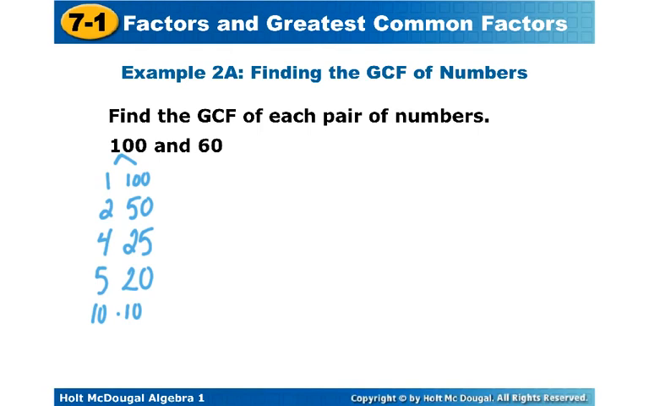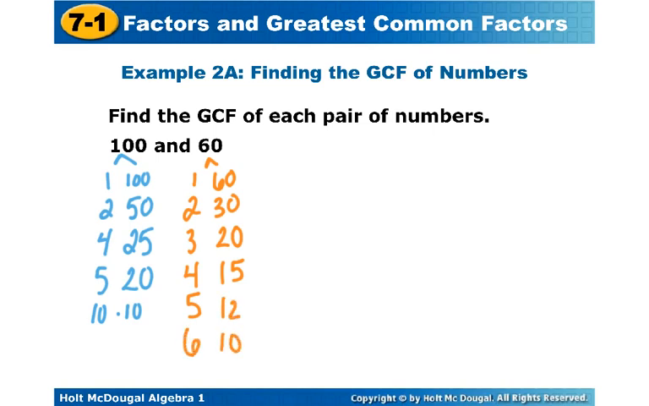And then you're going to list your factors of 60. So you're going to go about the same concept. So you have 1 and 60. You have 2 and 30. You have 3 and 20. 4 and 15. 5 and 12. 6 and 10.